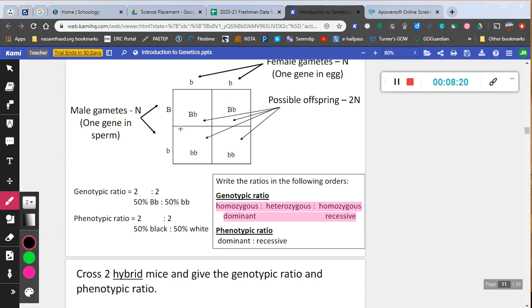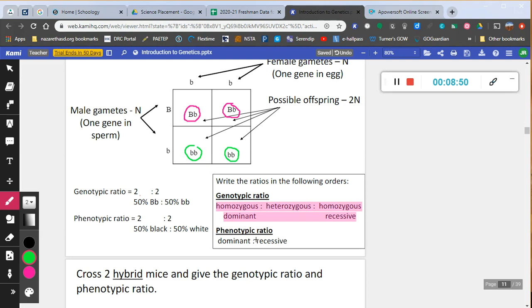Maybe if I draw. So let me go back. Here are my 2 heterozygous. And then here are my 2 homozygous recessive. So in my genotypic ratio, that's how I got the 2-to-2 ratio. 50% of my offspring are capital B, lowercase b, heterozygous, and 50% are homozygous recessive.